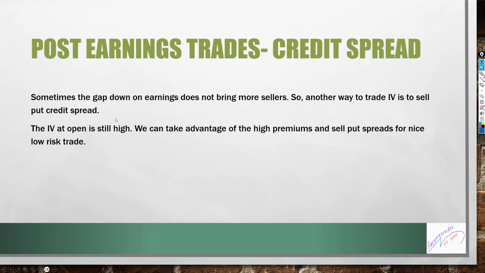So sometimes the gap down on earnings does not bring in more sellers. So another way to trade IV is to sell a put credit spread, sell puts, or if the gap is too high, you can sell a call credit spread. So the IV at open is still high. We can take advantage of the high premiums and sell put spreads for a nice low risk trade post earnings.